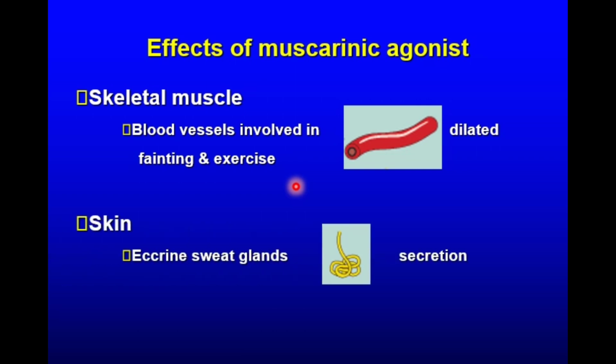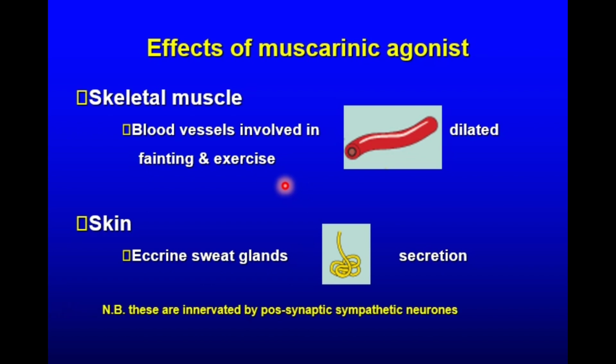Eccrine sweat glands are also innervated by postganglionic cholinergic sympathetic neurons, and muscarinic activation evokes sweat secretion. Remember, these two cases are exceptional cases of the sympathetic nervous system where the postganglionic neuron is cholinergic.